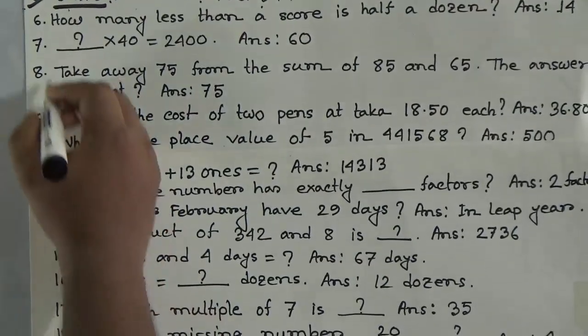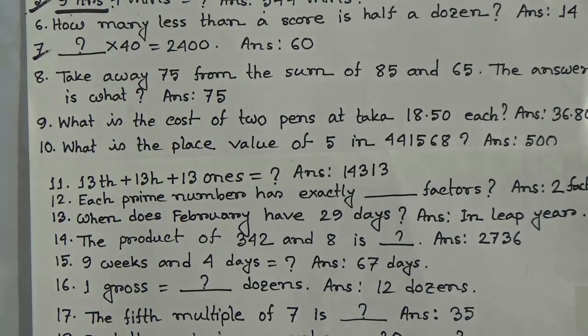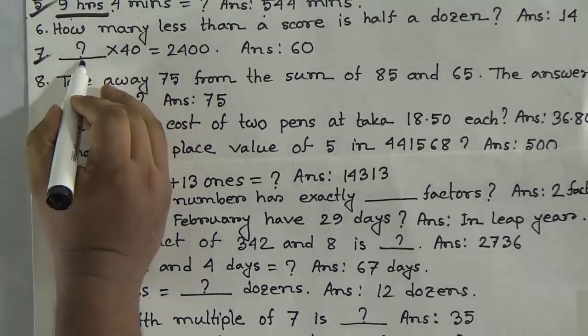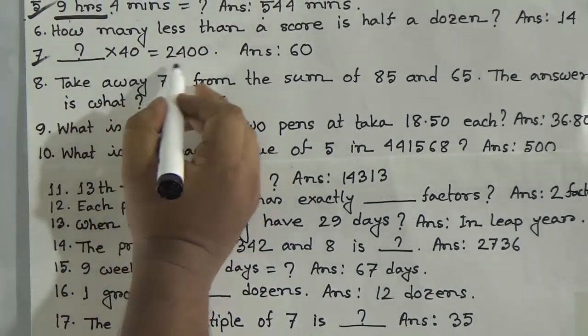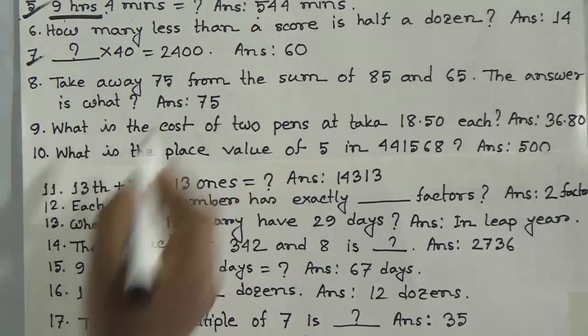Okay, number 7 question. Dash multiplied by 40 equals 2400.